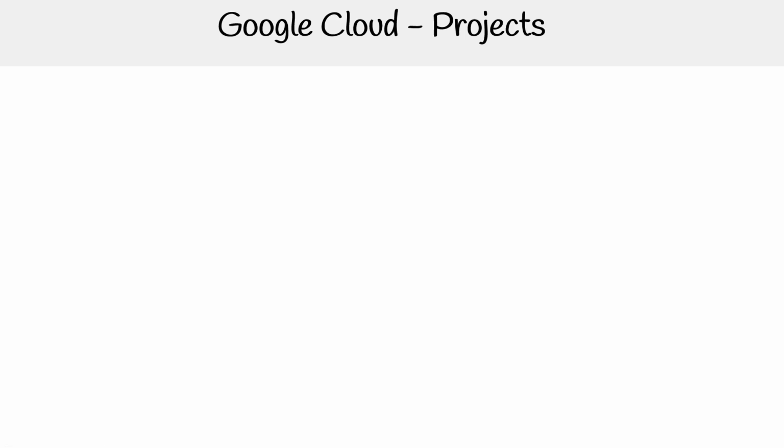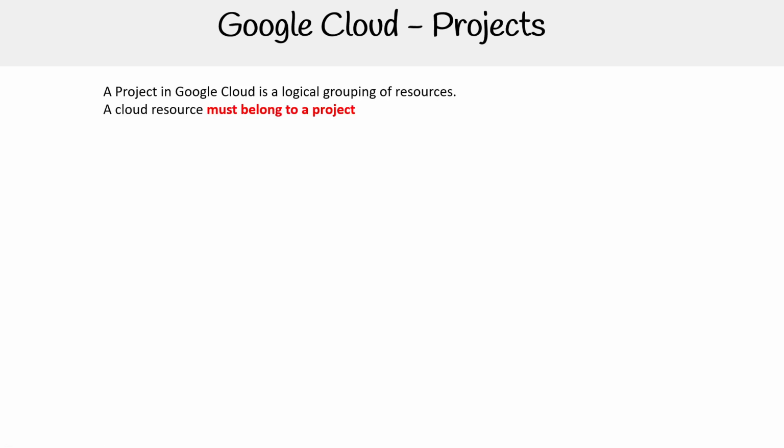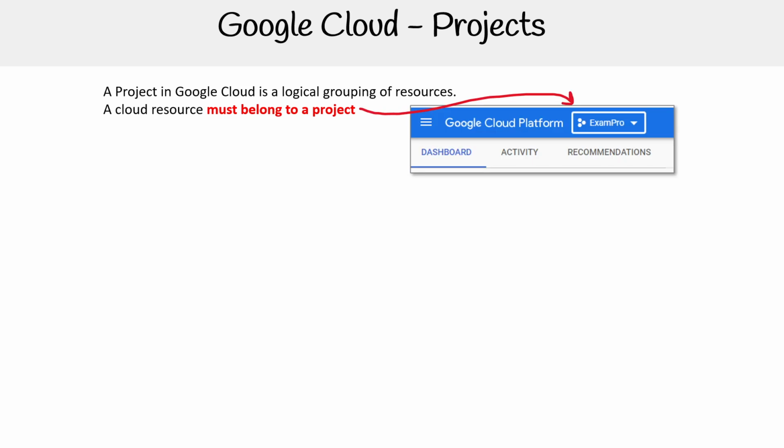Let's talk about projects within Google Cloud. A project in Google Cloud is a logical grouping of resources, and a cloud resource must belong to a project. Here in the top right corner, you see Exam Pro. That is the name of a project that I have, though in this course, you'll notice I call it GCP Playground, or I might have a few different names.